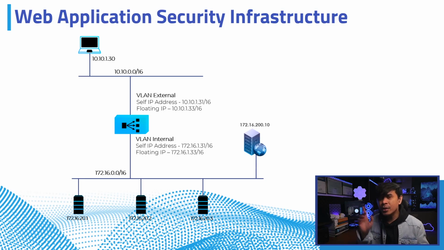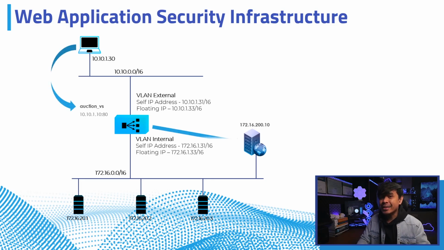It's actually 172.16.200.10/16. We'll create a pool and add this single server listening on port 80. Next, we're gonna create a virtual server with an IP address of 10.10.1.10 and associate the newly created pool. Then we'll test the application from the client PC.